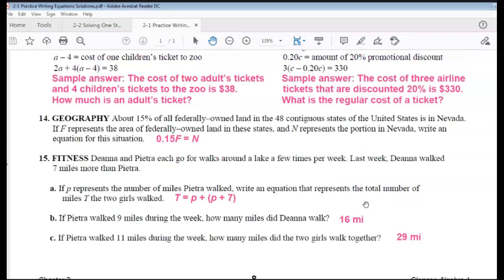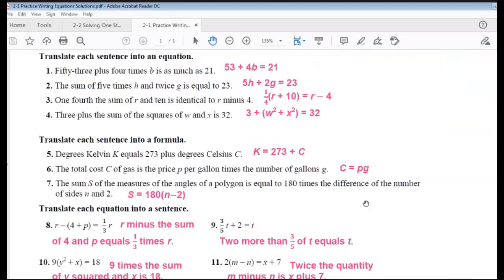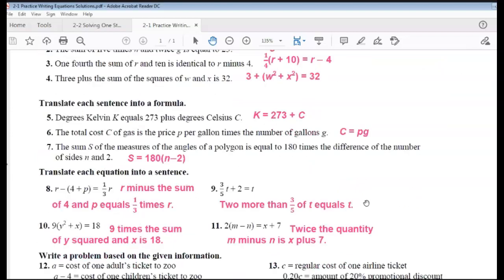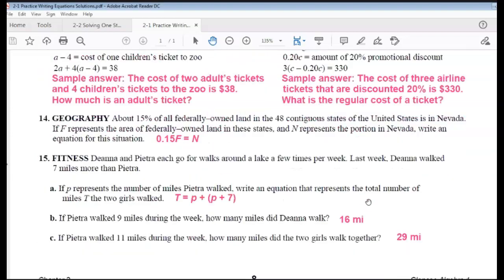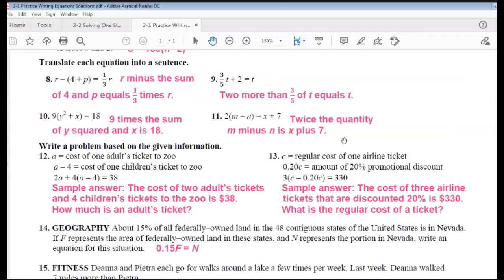Any questions on the 2-1 worksheet? Now I know your spacing and our spacing is a little different. Any questions at all? Because we are going to move on to a new lesson today if you got this. Okay?